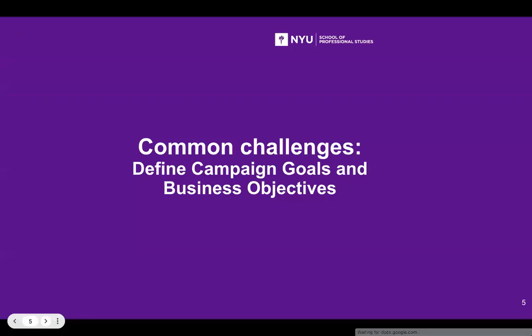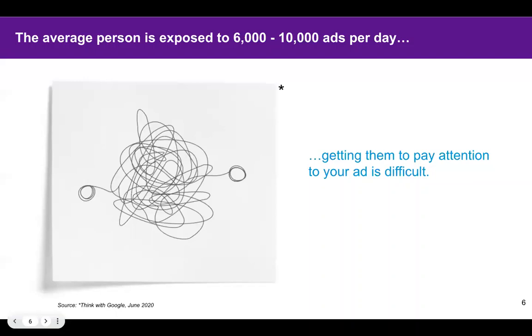So with that, let's get started with the first part of it, which is common challenges defining campaign goals and business objectives. Before we can jump into how we would define them, we need to understand what's happening in the marketplace and what brands, marketers, and advertisers are faced with. A common challenge in today's day and age is that the average person is exposed to anywhere between 6 to 10,000 ads per day.